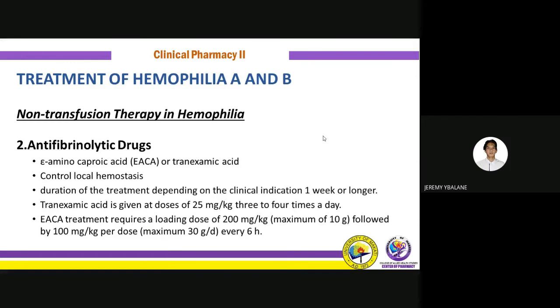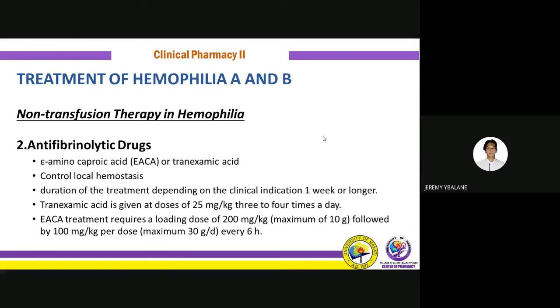It also accelerates the coagulation process, which is delayed in hemophilia. The duration of treatment depends on the clinical indication. For 1 week or longer, tranexamic acid is given at doses of 25 milligram per kilogram 3 to 4 times a day.